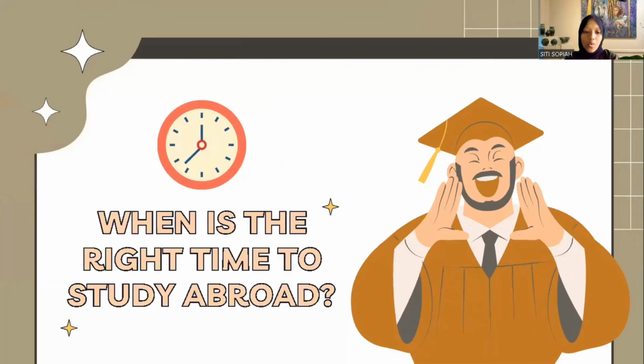And the next is, when is the right time to study abroad? There is no right time for studying abroad. It seems like the first time we want to study, that is the right time. As long as we want to study, as long as we think that ourselves are ready for studying, that's the right time for us to start.